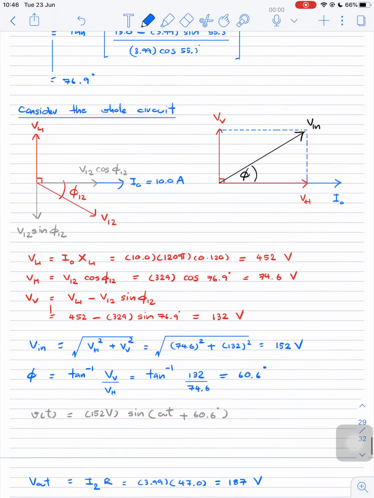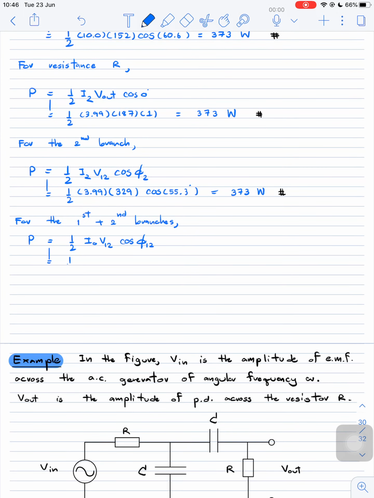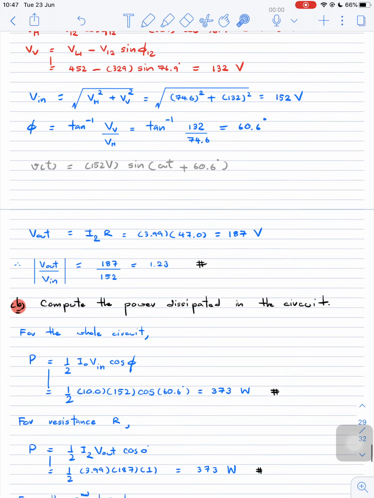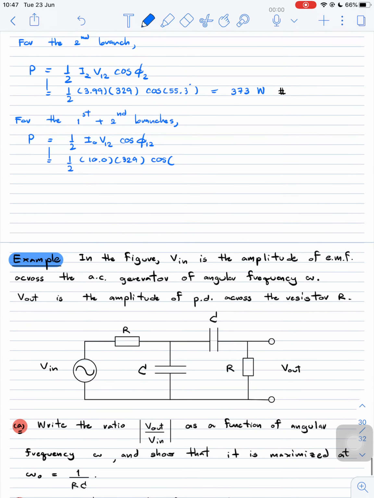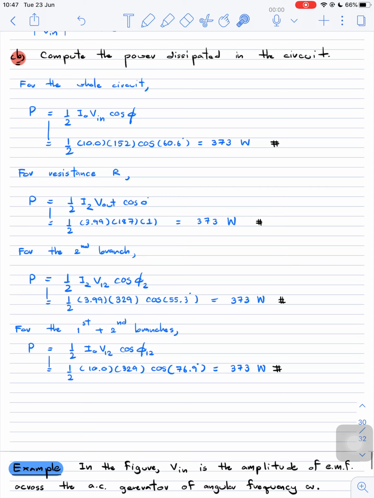Then let's just plug in the numbers. Equal to 1/2, the I naught is equal to 10.0 amperes, the V12 equals 329, and then times the cosine of phi12. The phi12 is 36.9 degrees here. That's equal to 373 watts as well. So now you see, if you do everything correctly, you should get the same answer. So maybe you can use this to check your results as well.